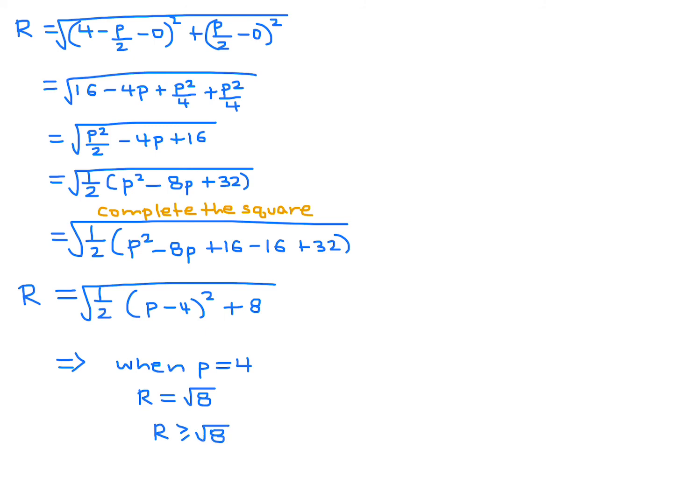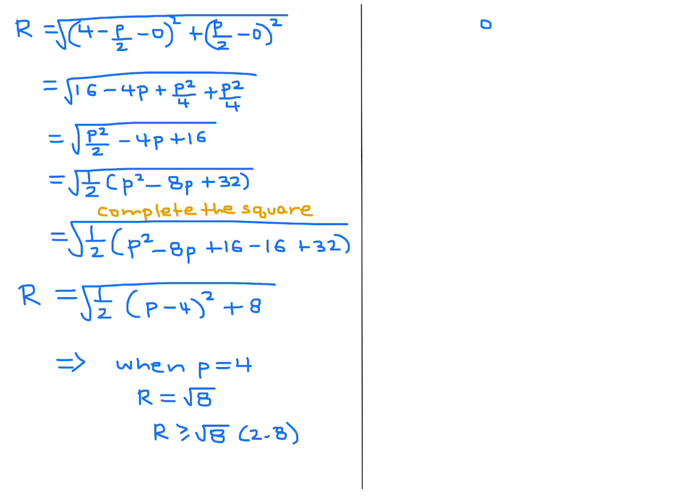And root 8 is what? Approximately 2.8? So that's sort of my minimum value for R. All right, that's a start. Now let's try to figure out what is the maximum value of R. And then we can figure out how many integers there are.